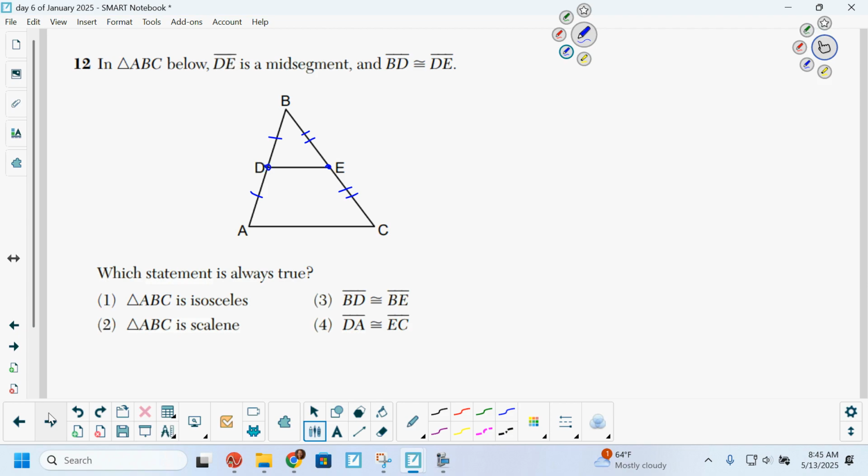So D is the midpoint of AB. So that means DB is congruent to DA. And I have that BE would be congruent to EC. But I'm also told that DB is congruent to DE. So I have this right here. So now it wants to know which statement is always true. So now I have to look at all my options and see if I can come up with something.